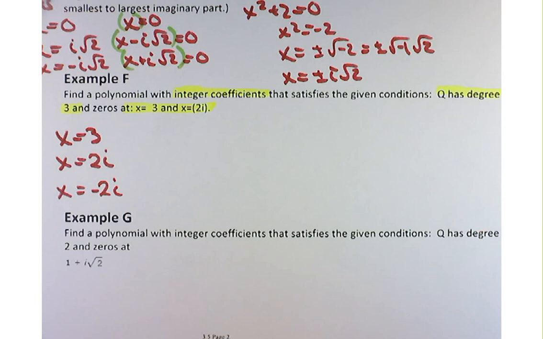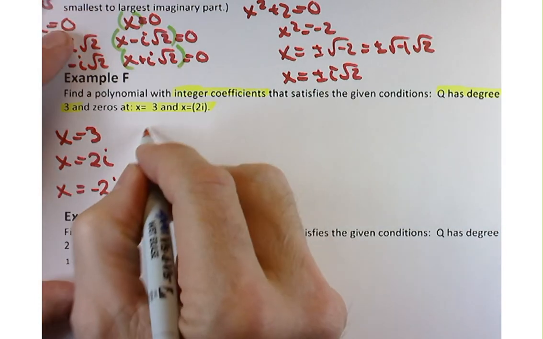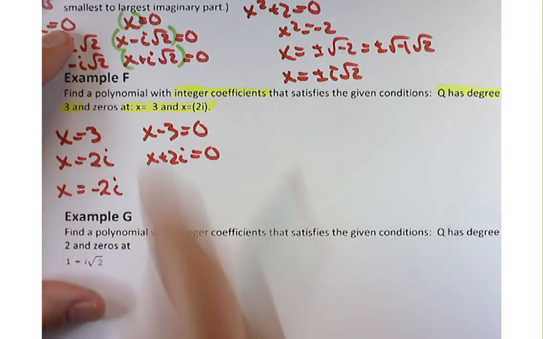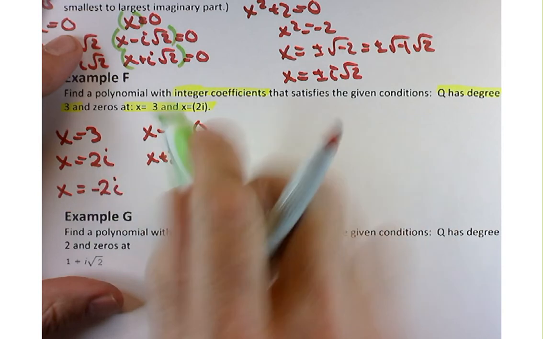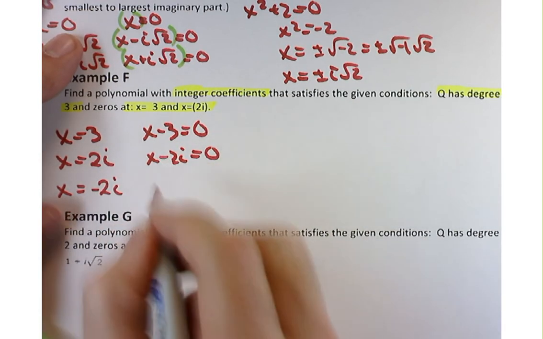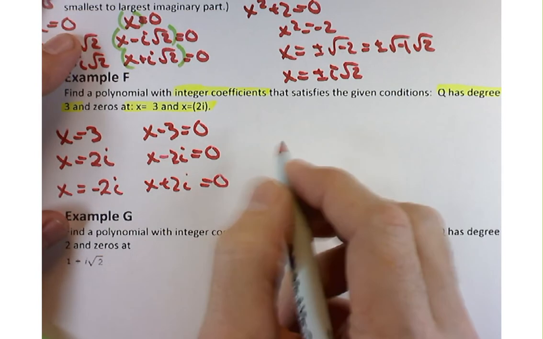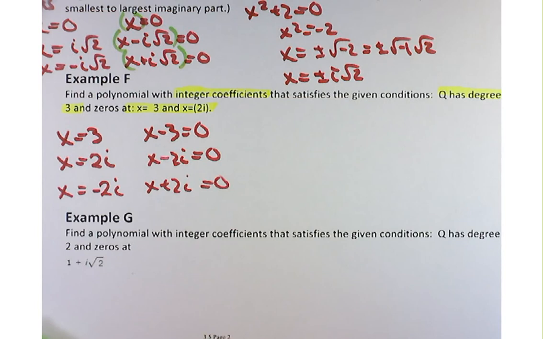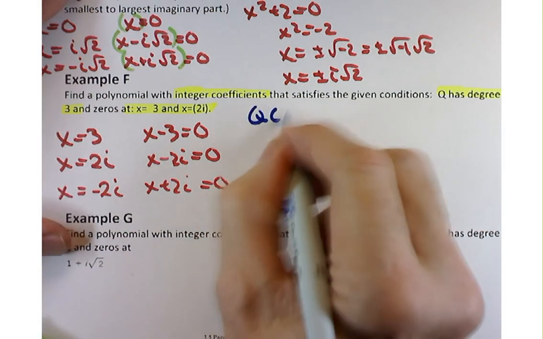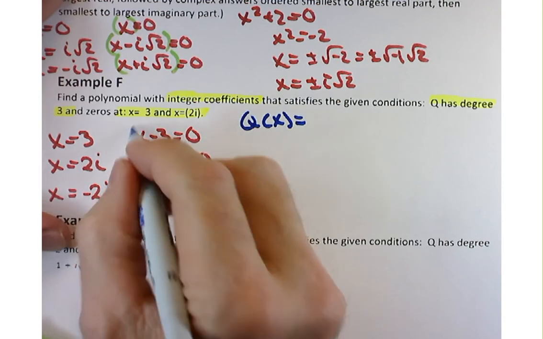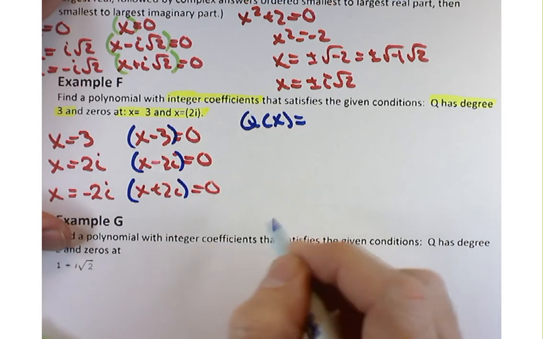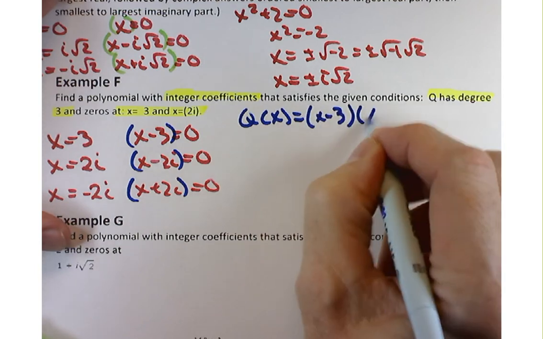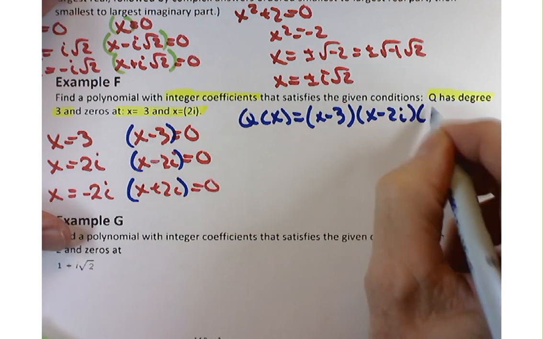Now you've got your roots. Let's get the binomial factors. So it's going to be x minus 3 equals 0, x minus 2i equals 0, and x plus 2i equals 0. So if I want to find what my q of x is, q of x has to equal the product of these linear factors: x minus 3, x minus 2i, and x plus 2i.